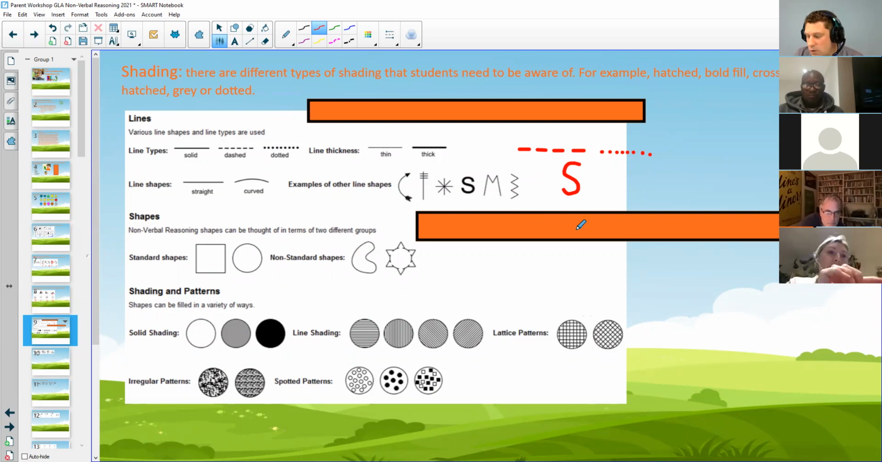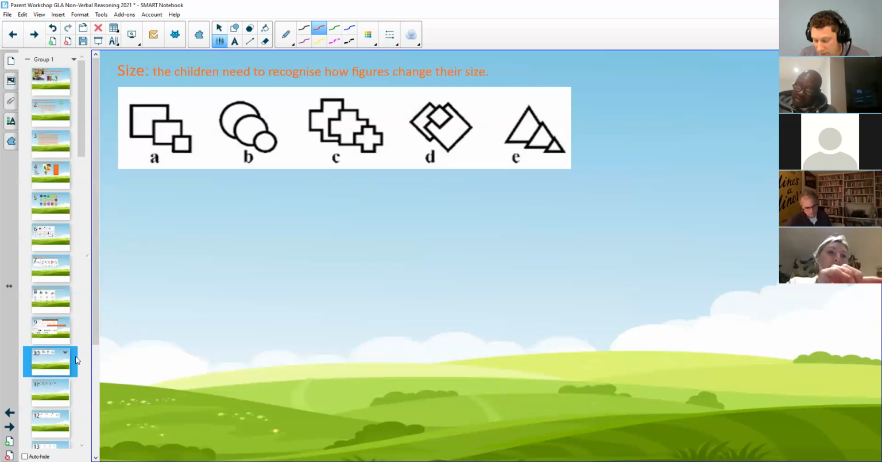So again, a very simple activity that you can do with your child, because just getting an understanding of the different types of line style that can be used in nonverbal all aids their understanding. So let's move on now to the next part of the mnemonic. And the next thing we're going to very briefly talk about is size. Of course, shapes can vary in size.